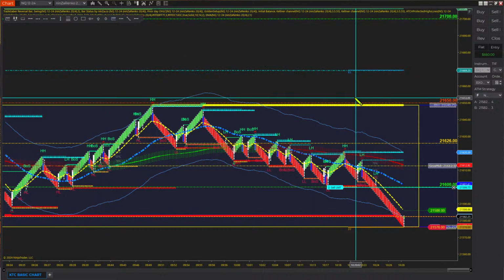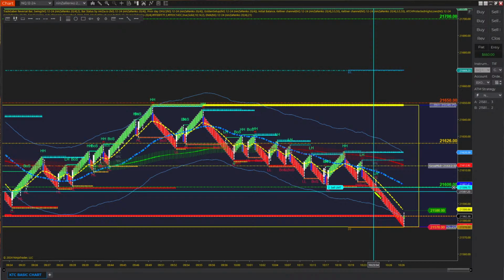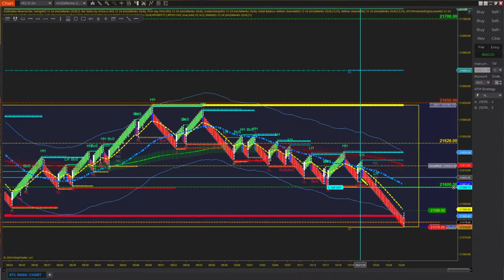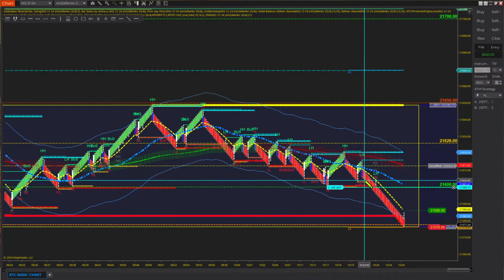So let me take that trade out. That would have been a great trade coming from here. Where was I saying? Oh, right here, because we had that yellow right here. There's your trade right there, or even down here. Either one I would have taken right here.